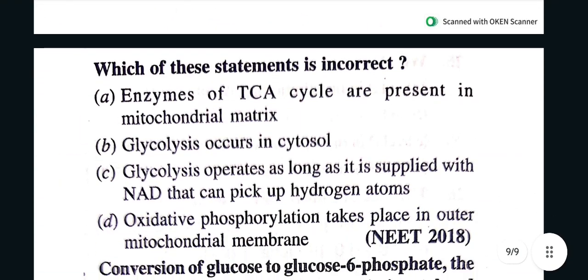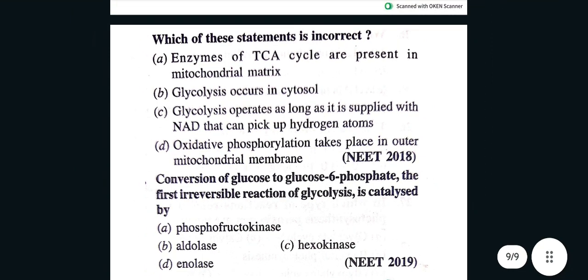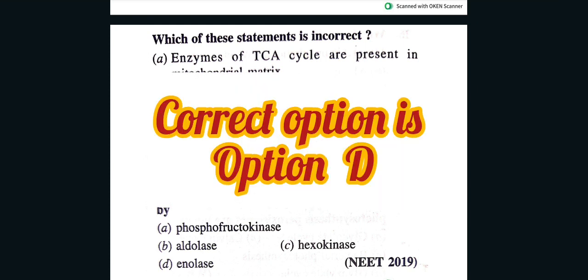Then the last question is, no, it is not the last question. There are two questions left. First question is which one of the following statements is incorrect? Enzymes of TCA cycle are present in mitochondrial matrix. It is correct. Glycolysis occurs in the cytosol, we know that. Glycolysis operates as long as it is supplied with NAD that can pick up hydrogen atoms, and oxidative phosphorylation takes place in the outer mitochondrial membrane. So here the incorrect statement is option C.